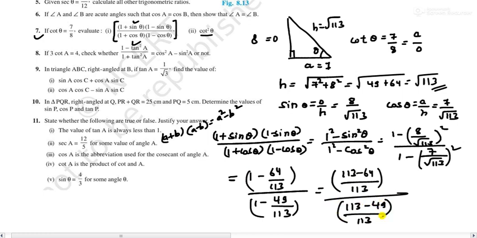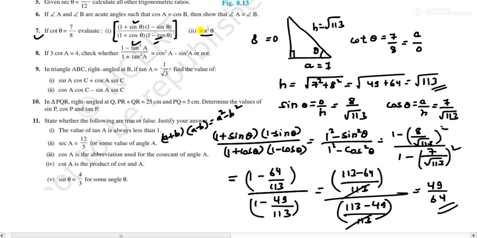I hope you know this step. We are just doing the LCM and finding it. So both numerators have the same thing, they will get cancelled, and on solving this, you will get this as 49 and this as 64. So this is the answer of the first question.